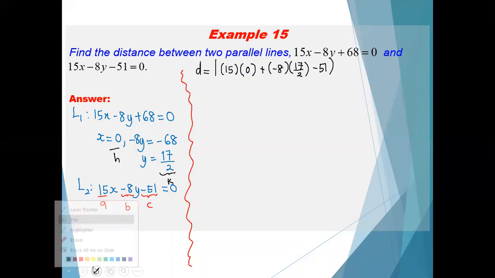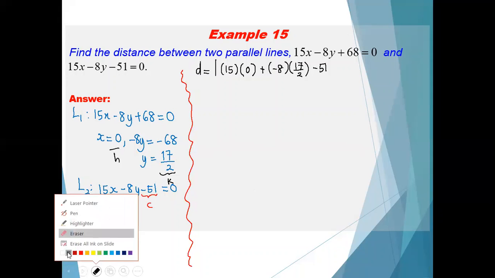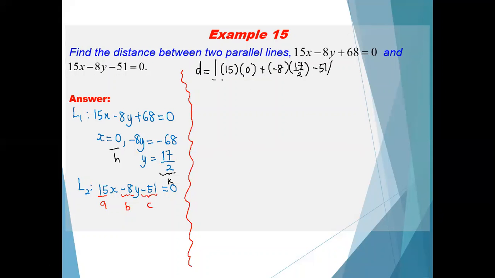Sorry, don't forget the modulus. And then over the square root of A squared, 15 squared plus B squared, negative 8 squared. So equal to 119 over 17, which is equal to 7 units. So that is the answer.